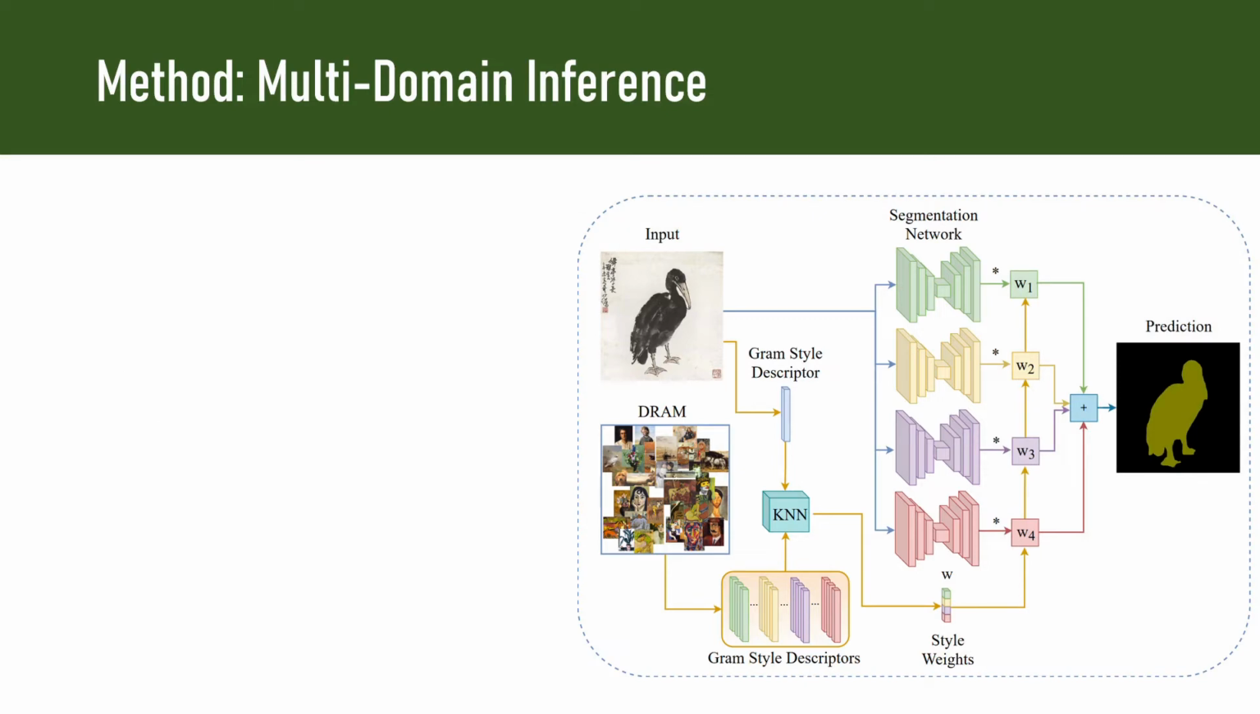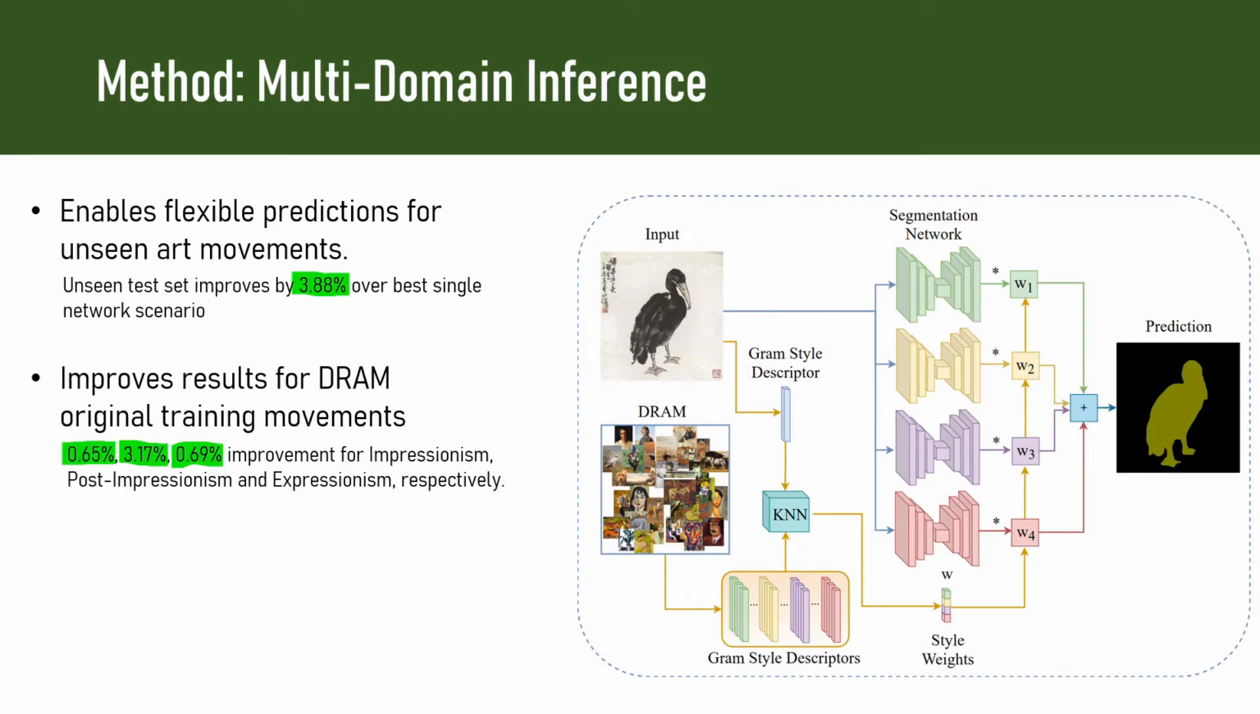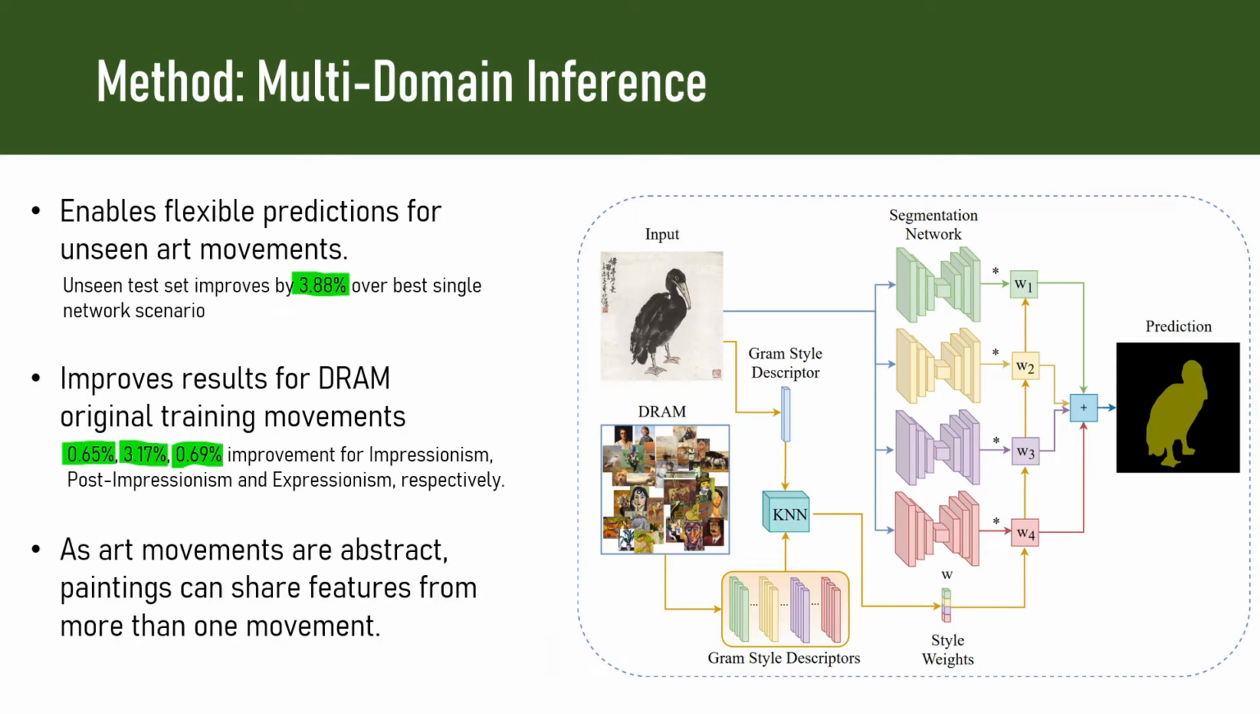So, why is this method actually better than just choosing an optimal network for the input? First of all, it enables flexible predictions for unseen art movements, and its superiority here is proved by the fact that the unseen test set results improve by almost 4% over the best single network scenario. The second point is, this method improves also the results for the original art movements. This proves our claim that art movements share their features, although they have their differences.